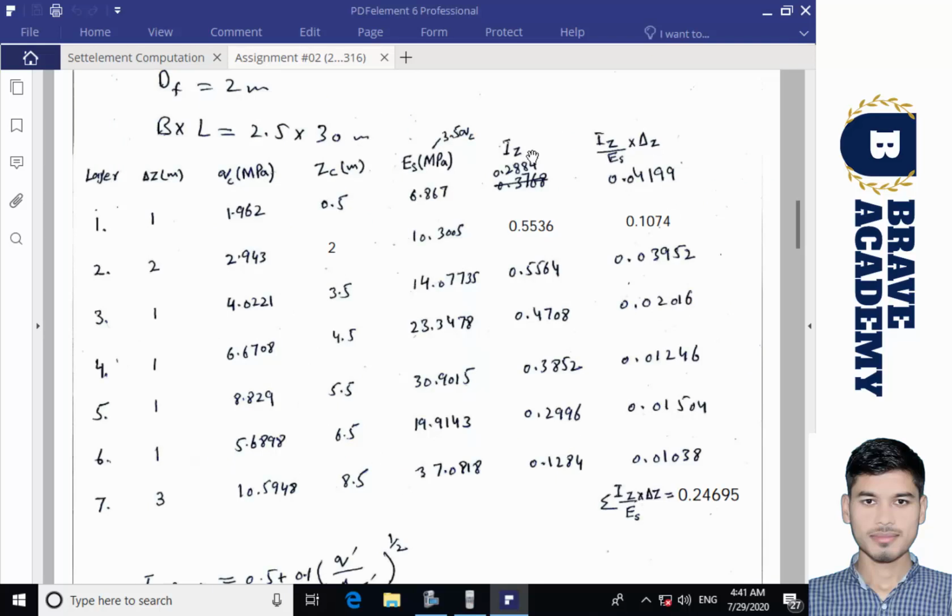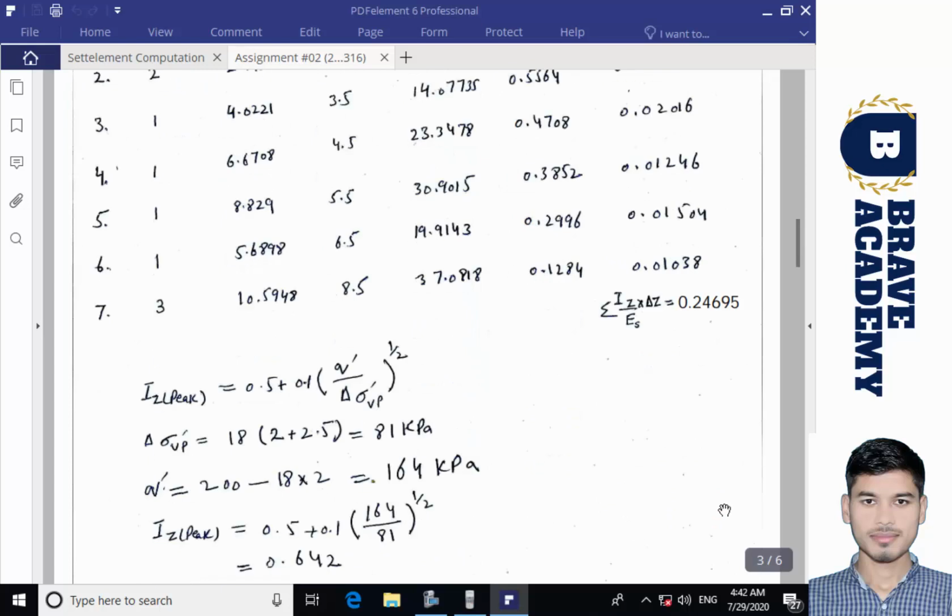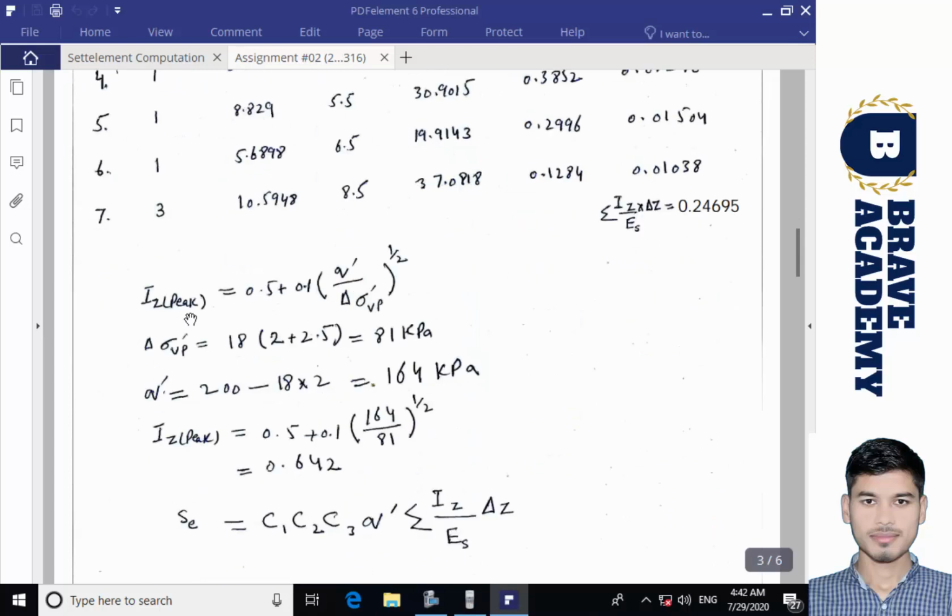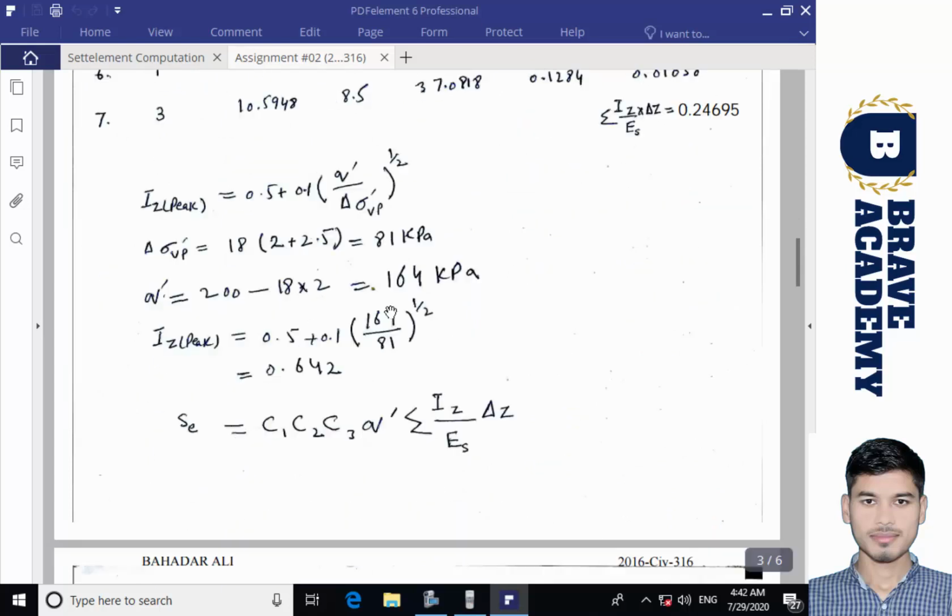After that, find this factor Iz by Es multiplied by delta Z. You know Iz, corresponding Es and corresponding delta Z is here. Compute for all this factor, and at last sum all these values. You will get the value by summation 0.24695. And Iz peak I have also told you.